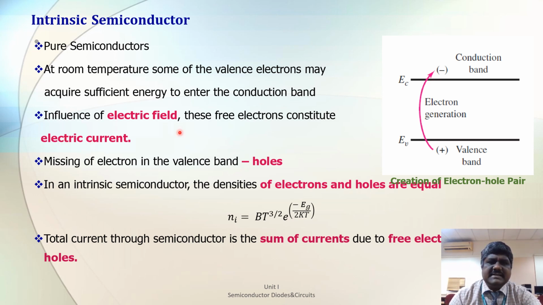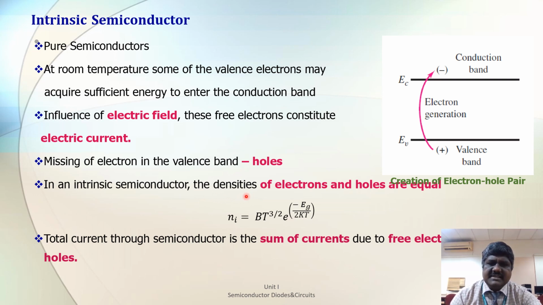When an electric field is applied, the free electrons moving from the valence band to the conduction band constitute the electric current. The movement of free electrons is equal to the electric current. The missing electrons in the valence band are the holes. If the electrons move from here to there, the holes move from there to here. So in an intrinsic semiconductor, we can analyze the densities and the carrier concentration.